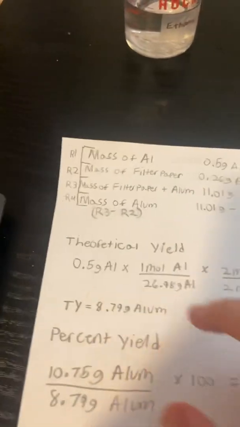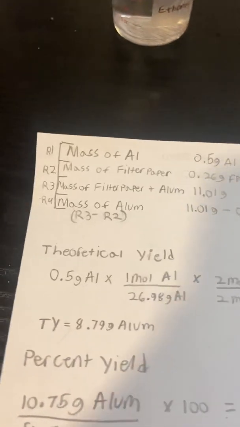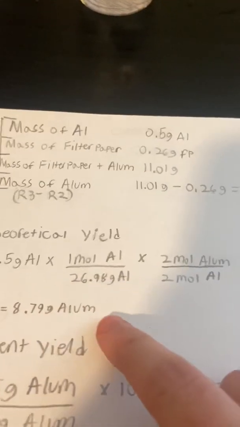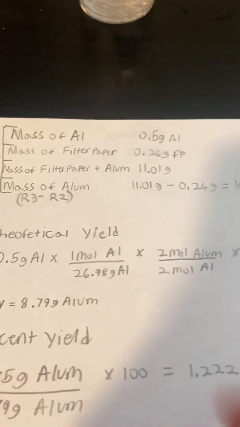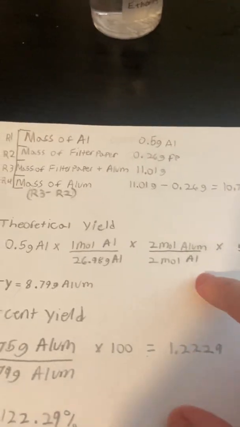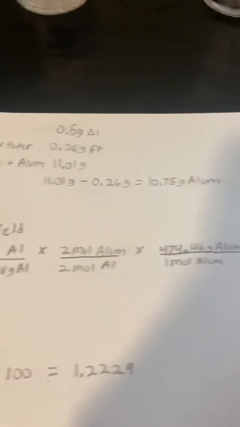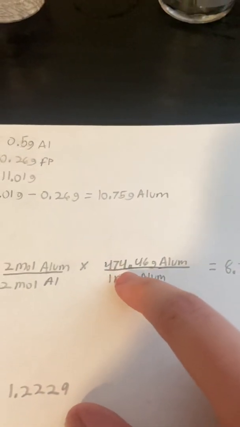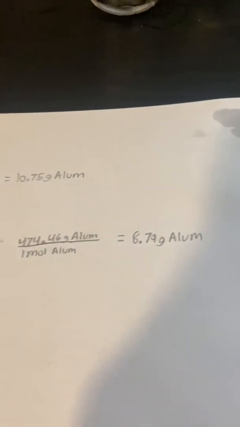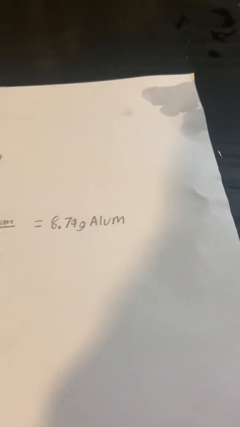To calculate the theoretical yield, we will take the 0.5 grams of aluminum. 1 mole of aluminum is 26.98 grams. Since there was 2 moles of aluminum, there should be 2 moles of alum in the outcome. 1 mole of alum is 474.46 grams of alum. And the theoretical yield will come out to 8.79 grams of alum.